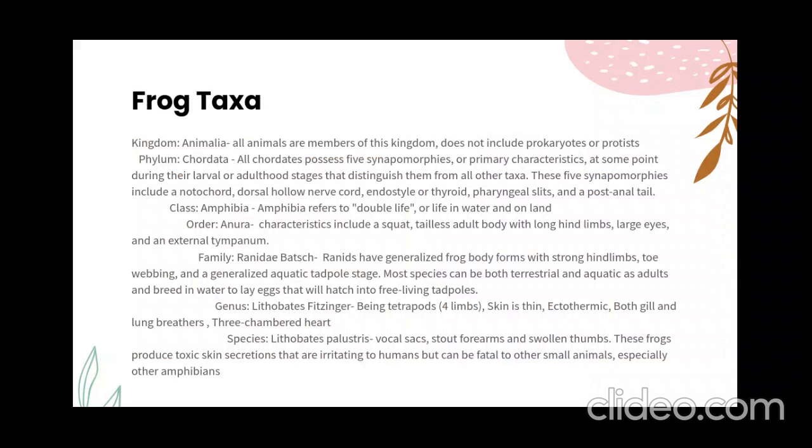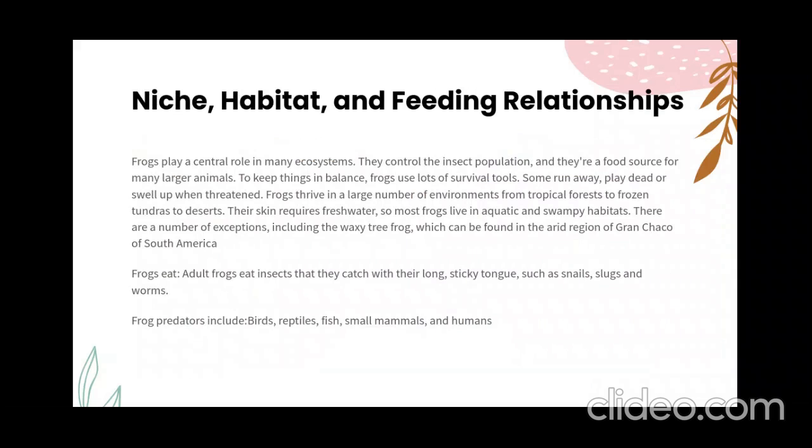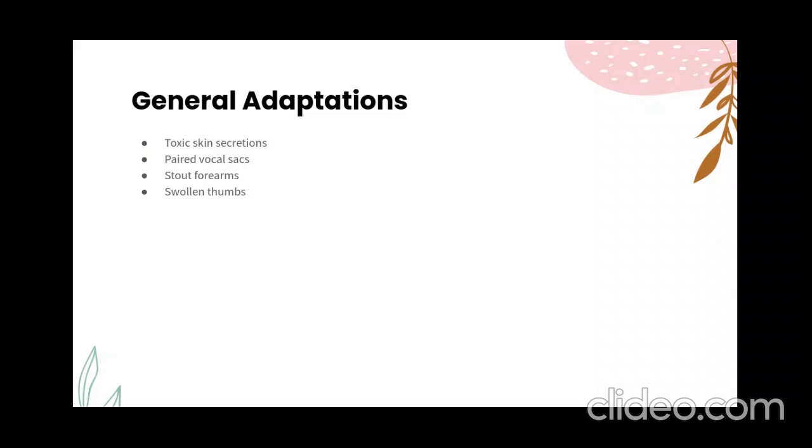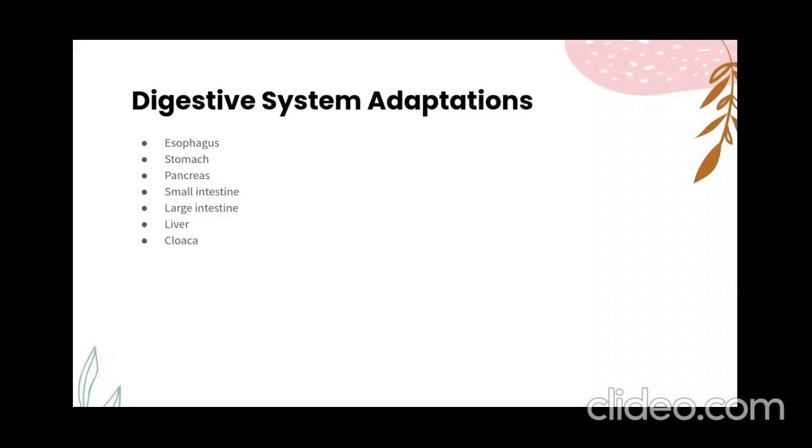This is the frog taxa. This is the frog's niche, habitat, and feeding relationship. And these are the general adaptations. These are the digestive system specific adaptations. The esophagus brings food from the mouth down to the stomach. The esophagus has no main function but to transport food.